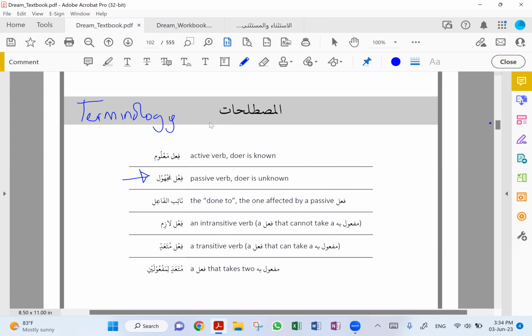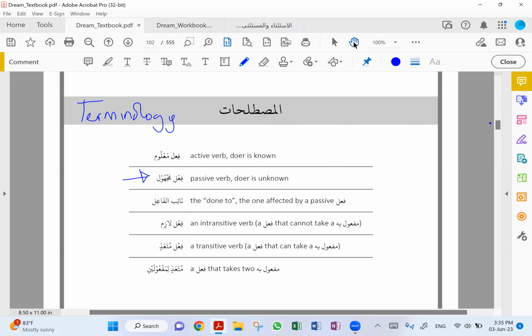Then we have the naibul fa'il. Now this is the done to from the passive line. Okay, so because in the passive we don't know the doer. Like for example, if I say the cake was eaten, I don't know who did the eating, but I know what was eaten. What was eaten was the cake. So the cake in this sense becomes the naibul fa'il. I know what was being done to, but I don't know who did the doing. So that's basically naibul fa'il, the one affected by a passive fa'il.